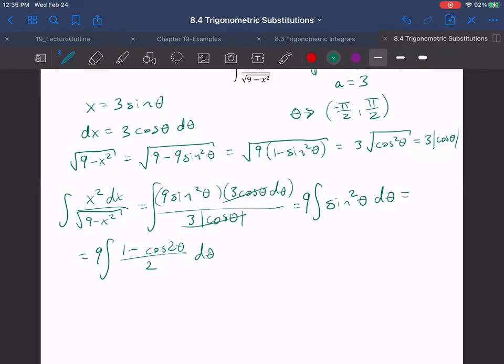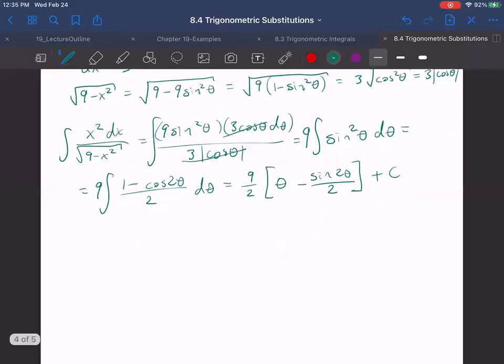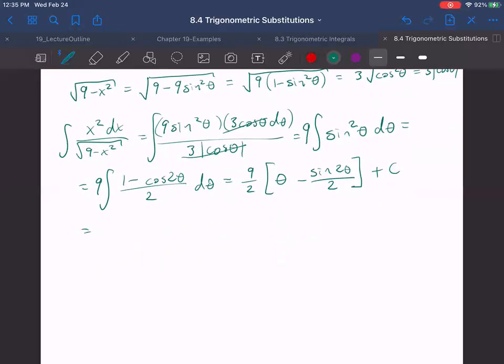Then we've got this. We can bring that 1/2 out in front. And now we have 1 minus the cosine of 2 theta. And so the integral of 1 is just theta. What's the integral of cosine of 2 theta? Sine 2 theta over 2. Keep that minus sign, right? And then plus c. So we get 9 over 2.